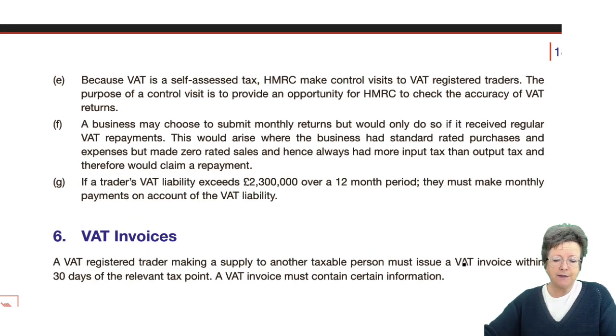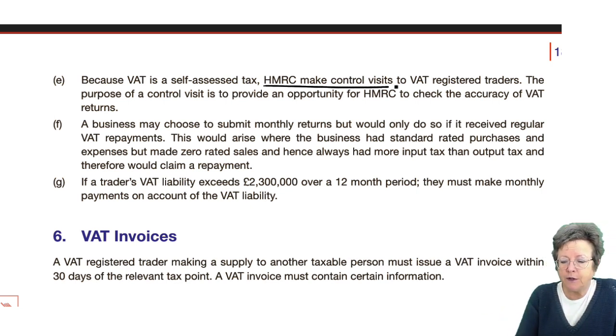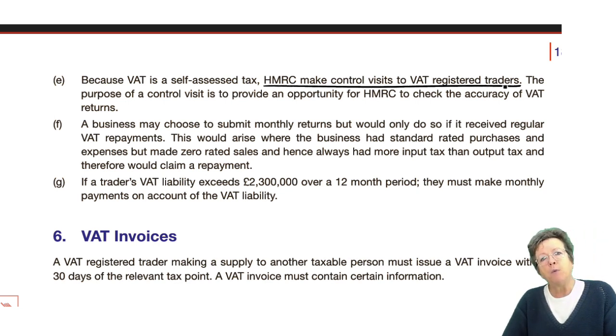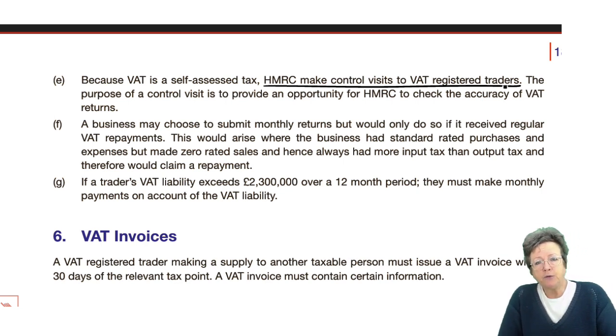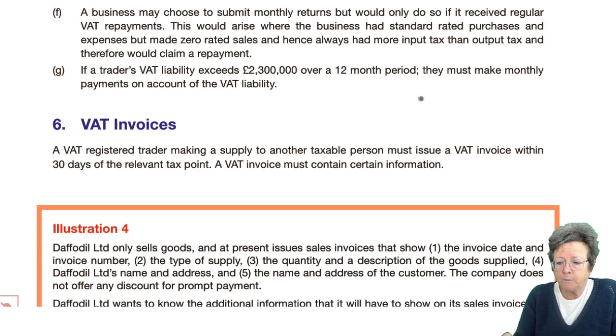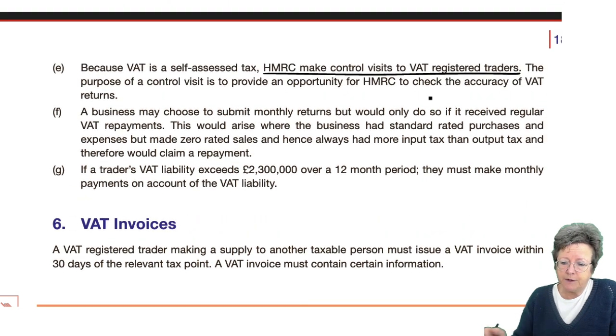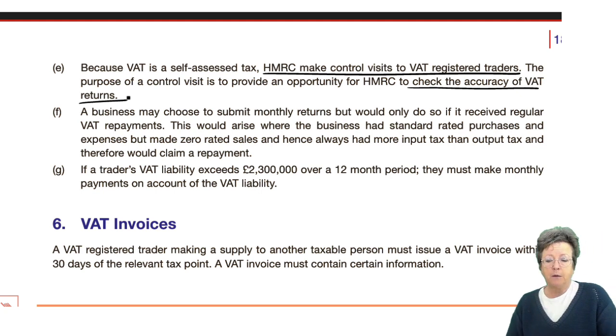Now, because it's a self-assessed tax, they can make control visits whenever they want. They actually have more powers of entry to do VAT control visits than the police do. Okay. Now, then they could come 24/7. They're unlikely to. They're normally going to give you a call and tell you in advance that they want to come, but they need to come every so often and do a check. There it is. To check the accuracy of the VAT returns and that you're doing it correctly.